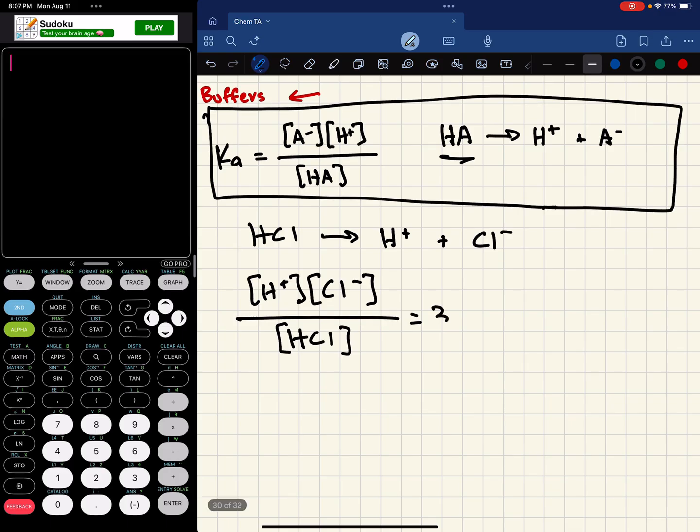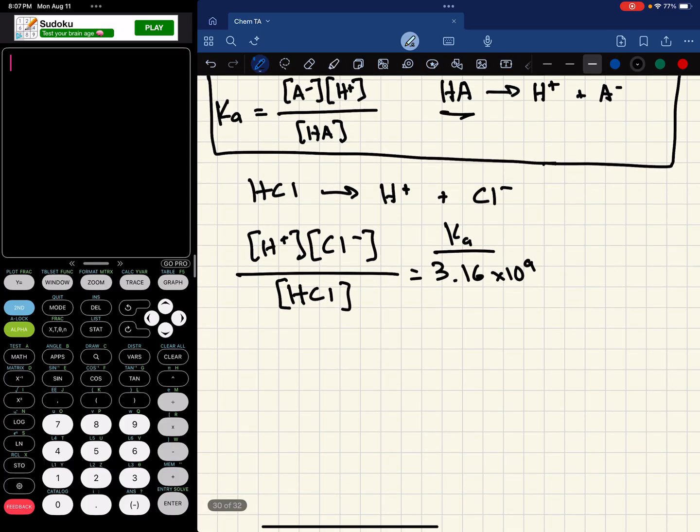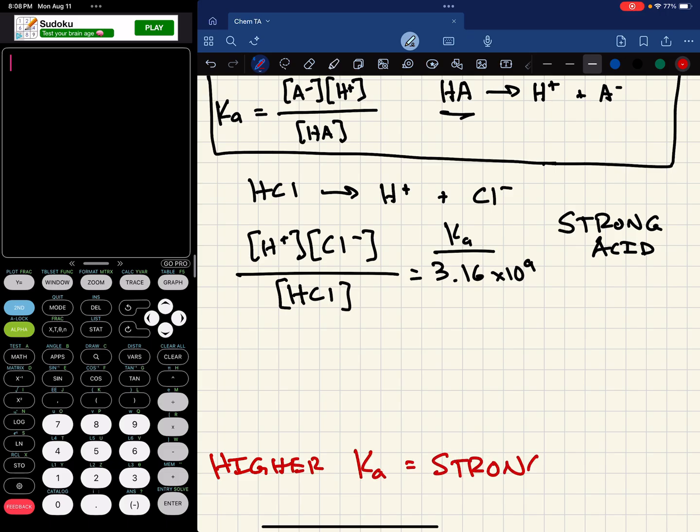So its Ka value is 3.16 times 10 to the 9. Okay, that's a super, super high Ka value. And this is a very, very strong acid, HCl. So this is a strong acid because remember the trend: higher Ka equals stronger acid.